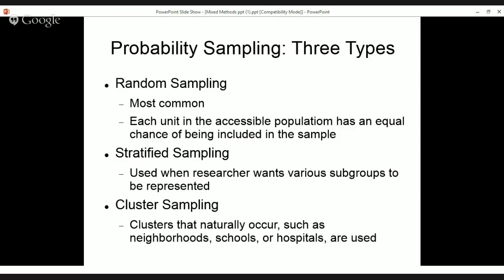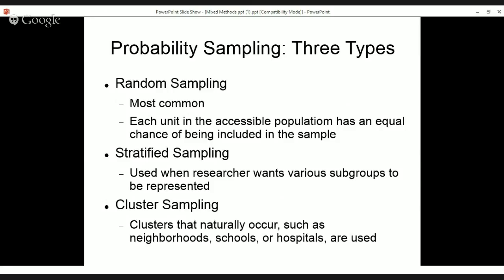We have random. That's the most common. That's what you probably associate with sampling, random sampling. It says each unit in the accessible population has an equal chance of being included in the sample. Think of somebody drawing numbers or names out of a hat, or telling a computer to spit out some numbers and you choose from there.